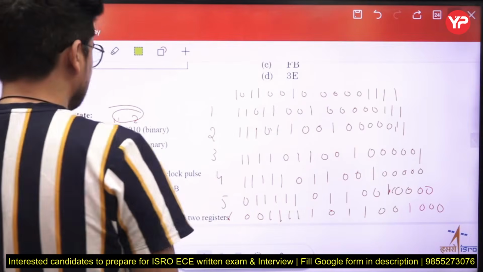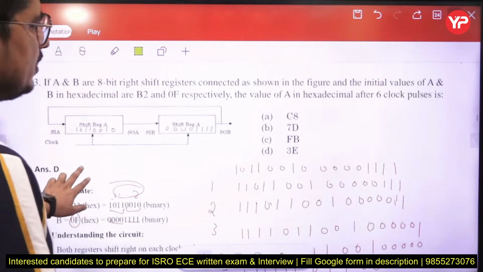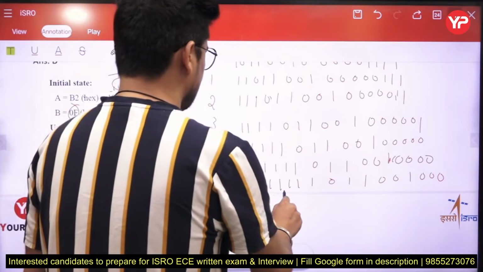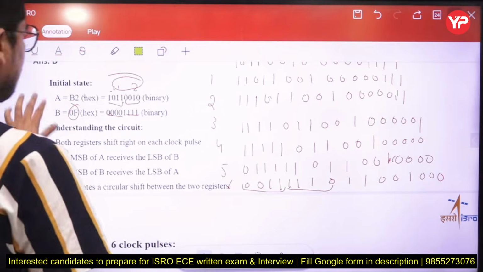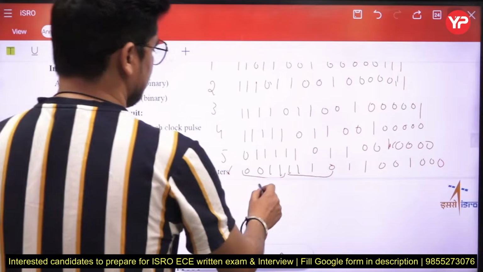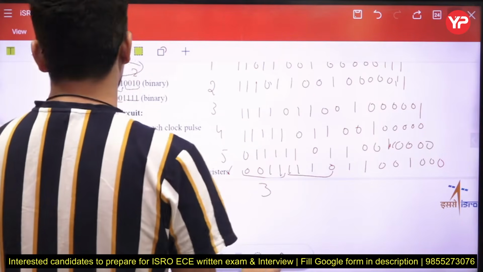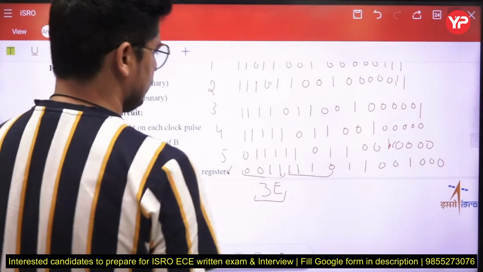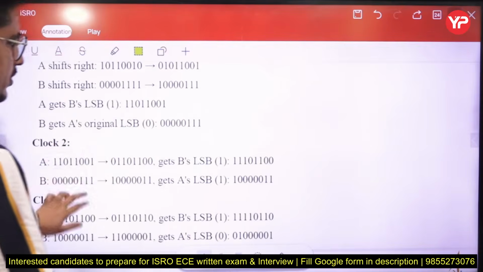Now convert this into hexadecimal. You get the content of the register he is asking about, the A register. That will be 3 and this part combined together: 8, 4, 12, 13. I think it is 3E, because 13 is E. Yes, 3E is the answer.